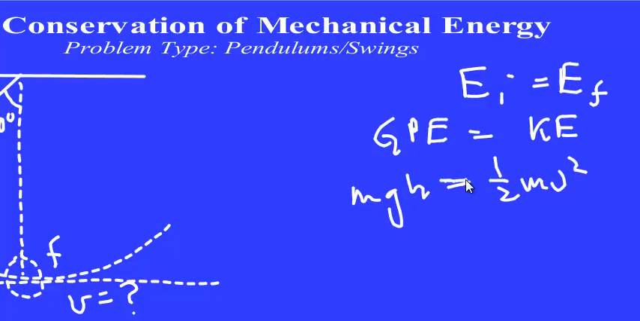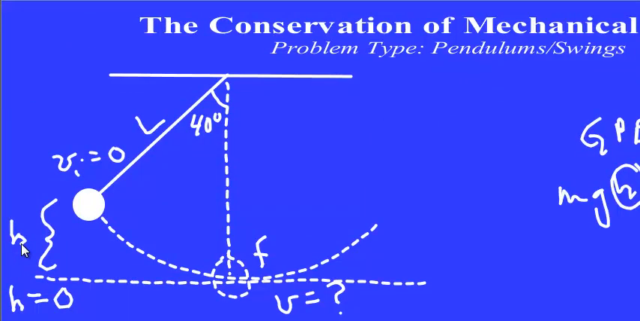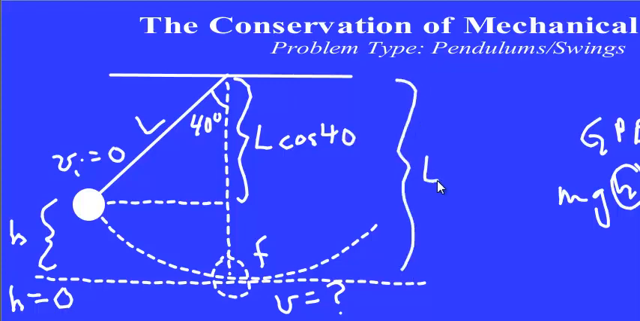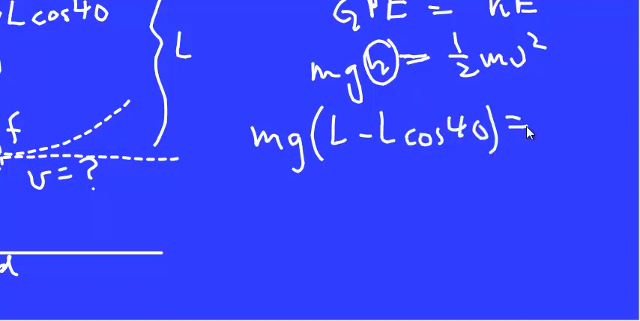The tricky part is, how do I find the change in height? Okay, well, the change in height is right here. And to find the change in height, it's a common geometry trick that we use in this type of problem: you have to set up a right triangle, okay? And when you do that, you'll find that this part here is L cosine 40, L being the length of the string or the length of the swing. This height, however, is still L. It's still the full length. So the height ends up being just the difference between those two, L minus L cosine 40. That's the height. And that's the trick to these types of problems.